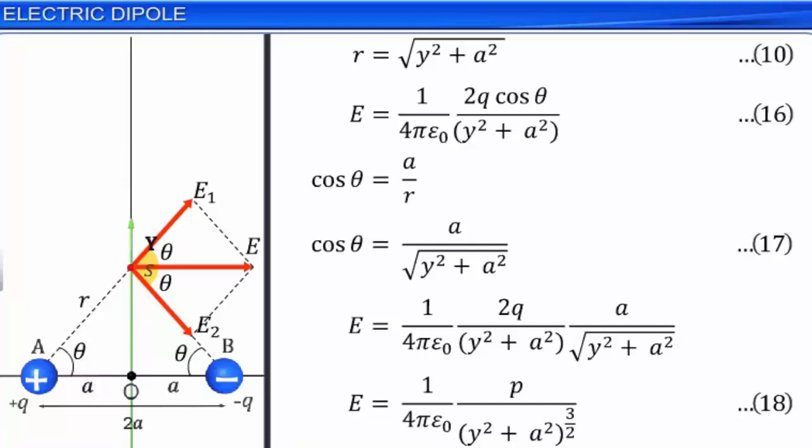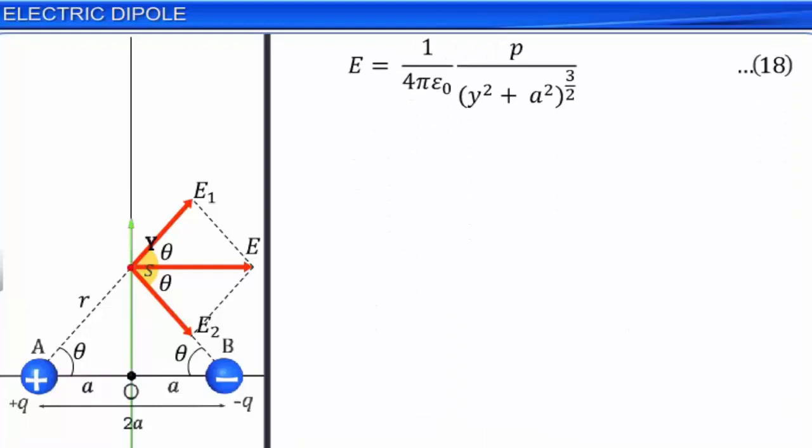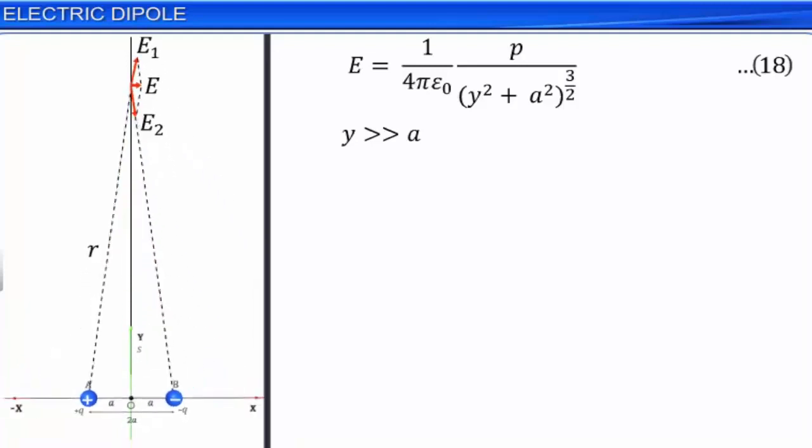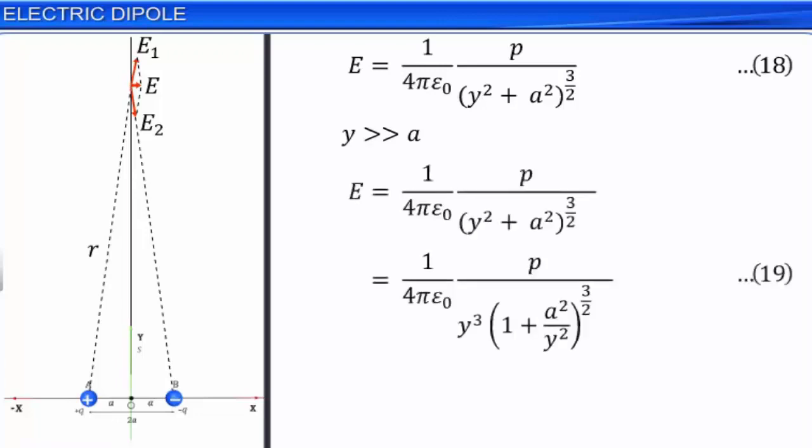When the point S is at very large distance from the center O, then y is very large as compared to a. Then, writing the expression 18 as in equation 19, and neglecting the term a square by y square for y which is very large as compared to a in equation 19, and on further simplification, we get E is equal to 1 by 4 pi epsilon naught P by y cube. Let this be equation 20.